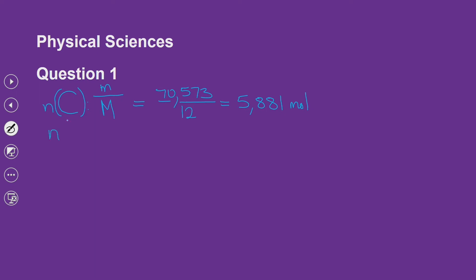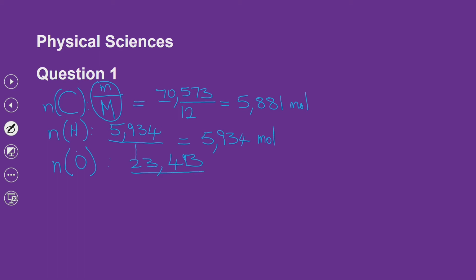Let's repeat that now for the number of moles of hydrogen. We know what the formula is, so I'm not going to repeat it. We take the percentage that we calculated for hydrogen, which is 5.934, and divide it by the molar mass of hydrogen on the periodic table, which is 1. That gives us the exact same answer, 5.934, and now it's mole. We repeat for oxygen: the percentage we calculated earlier was 23.493, and we divide by the molar mass of oxygen, which is 16 on the periodic table. That gives us 1.468 mole.